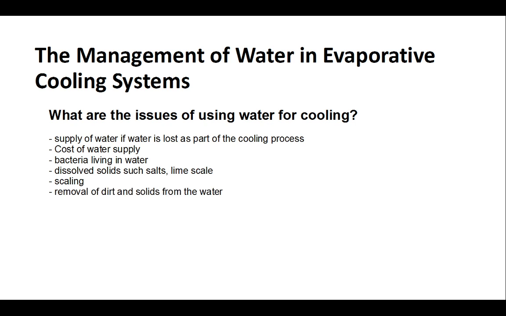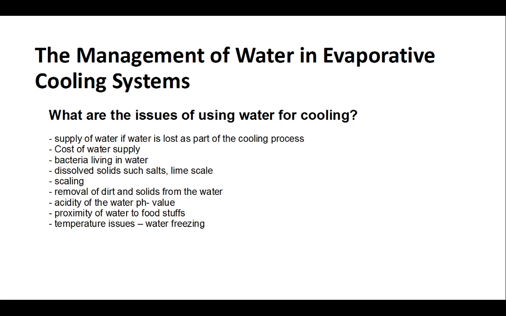We're going to look later in another presentation at pipelines, what we're going to do with pipelines. And scaling is one big problem, and we need to get them cleaned out every now and then. Removal of dirt and solids from water, acidity of the water, pH value, proximity of water to foodstuff. Yeah, so that's a biggie as well.